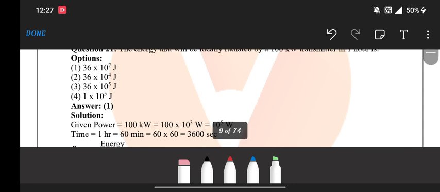So here the given power is 100 kilowatt. We have to convert that into watt. So therefore 100 into 10 to the power 3 watt, that is equal to 10 to the power 5 watt. Time is 1 hour, they have given, that is 60 minutes. 60 minutes means 60 into 60, that is 3600 seconds.